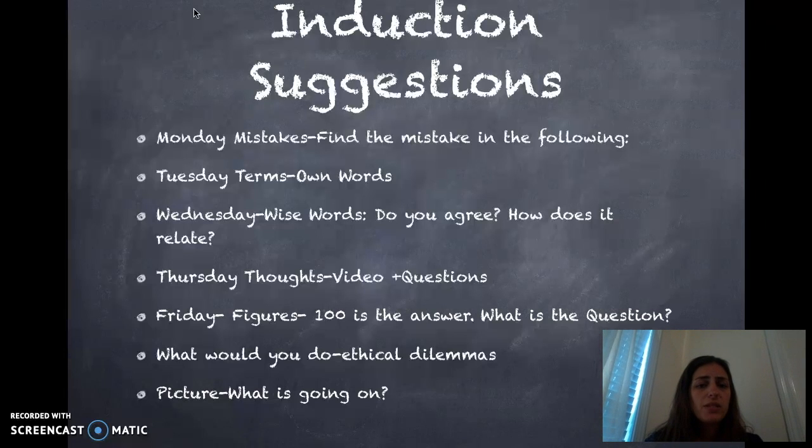So we have Monday mistakes. Find the mistake in the following. So then you would include either a math problem, maybe if you're doing engineering or culinary arts, or facts, or you have a picture of a marketing something and they have to find what the mistake is. Maybe it's going after the wrong demographic and they need to explain it.